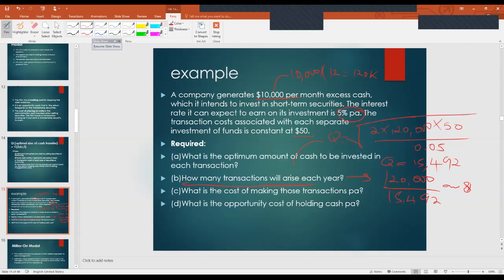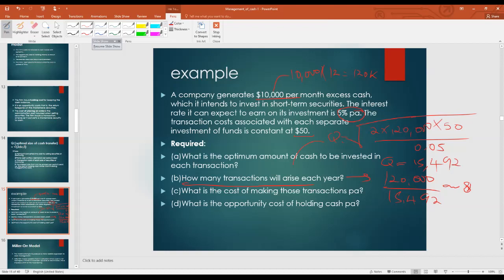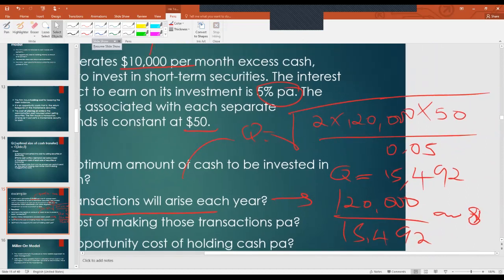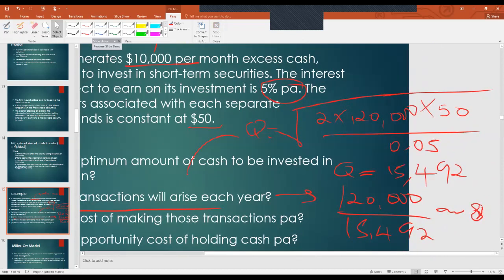Candy? The calculation, the Q is 2 times 120, or it's 10,000? I'm trying to find out the calculation, I'm seeing 2 times 120. Where are we getting the 120 from? 120 is annual. That 10,000 is monthly. Okay, good. 10,000 is monthly, so convert to annual. All right, thank you.